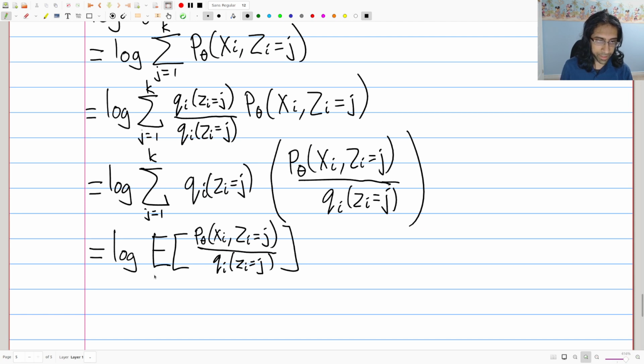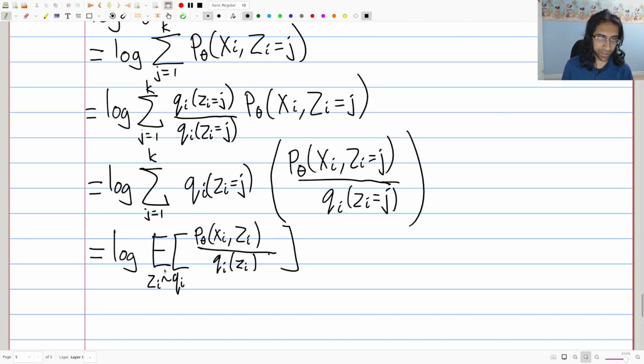And this expectation is of, oh, sorry, let me change this a bit. The difference is now we have gotten rid of the summation, so we're not saying zi is equal to j. This is just going to be over zi, where zi is now a random variable and not a realization of it. And this is going to be that zi is drawn according to qi.